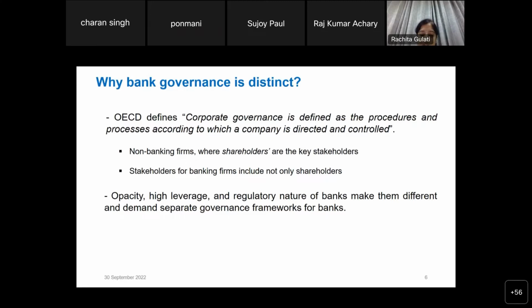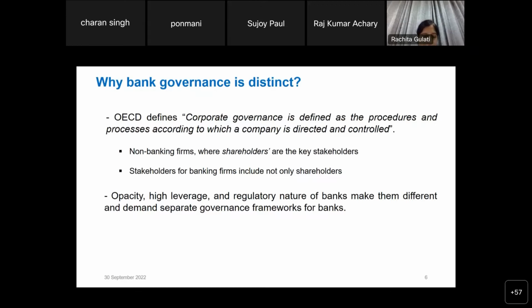For the third concern, the risk shifting to the debt holders, regulation basically monitors this concern, which is actually a key concern as far as financial institutions, particularly banks, are concerned. Moreover, banks are opaque, highly leveraged, and regulated in nature. Therefore, they demand a separate governance framework. This has also been endorsed in the literature by the study conducted by Harriman and Hoft in 2013.